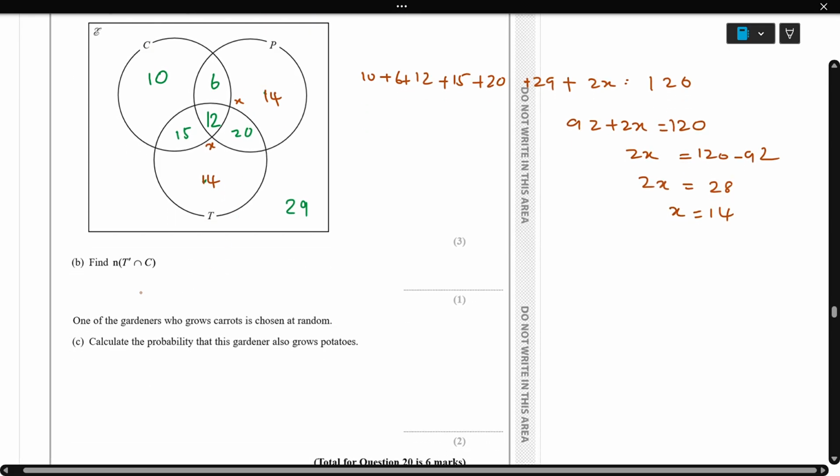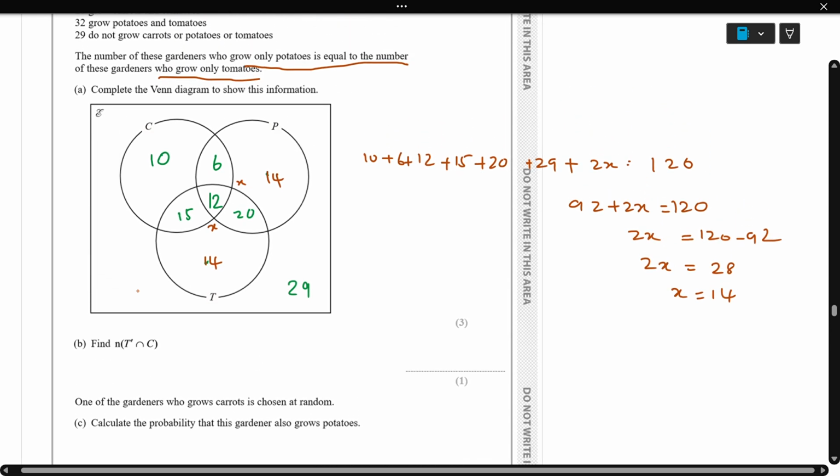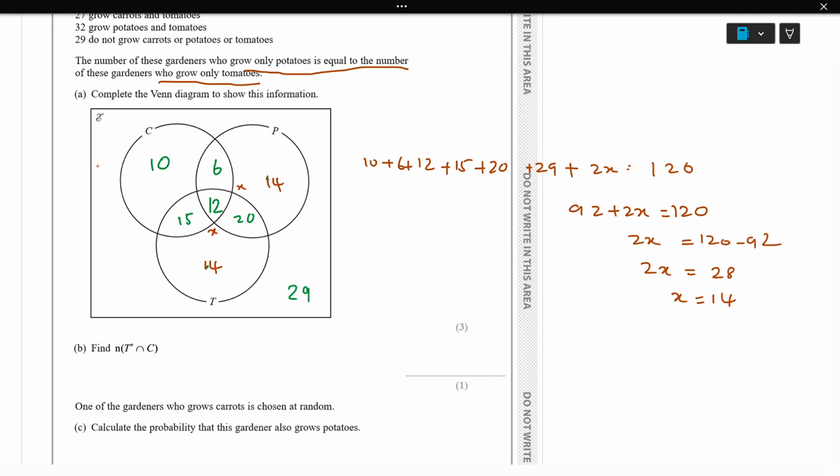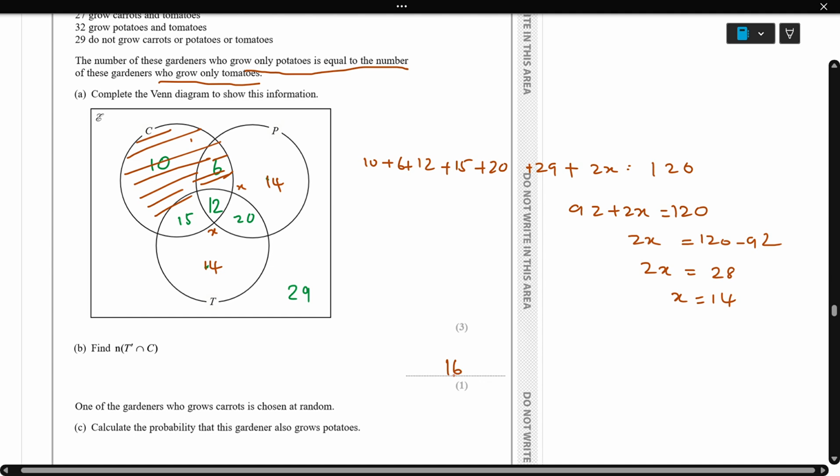Next one, find the number of t dash, which is other than t, intersect with c. Other than t is the entire box other than the t, so intersect with c, it's going to be these two parts. This area is other than t but intersects with c. So here 10 and 6, total 16. The answer is 16.